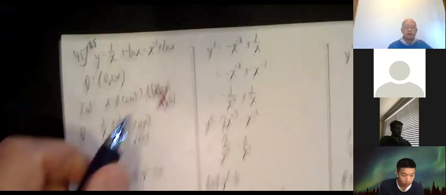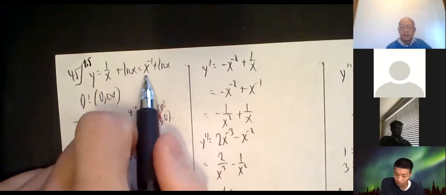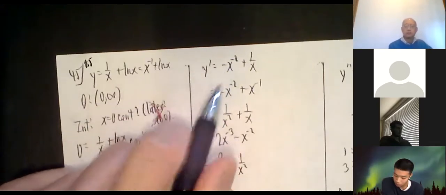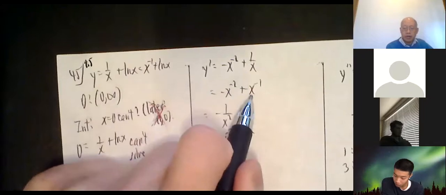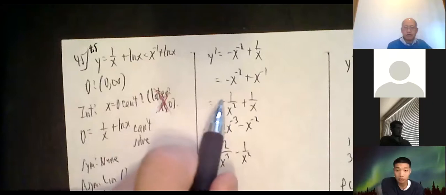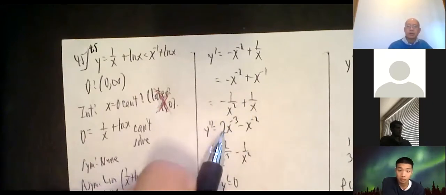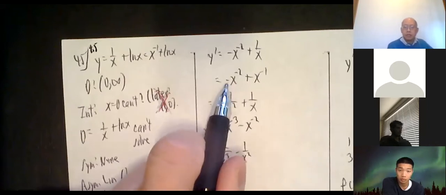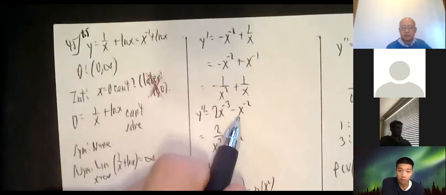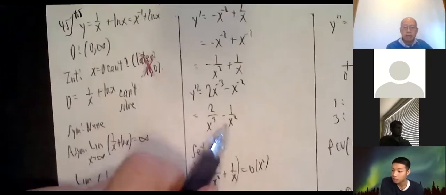Now we're ready for our calculus. Take the first derivative. The derivative of this is negative x to the negative 2 plus 1 over x. I'm going to write this as x to the negative 1; this is better for calculus, this is better for algebra. Negative 1 over x squared plus 1 over x. Double prime: the derivative of this is 2x to the negative 3rd minus x to the negative 2, which for algebra should be written as 2 over x cubed minus 1 over x squared.